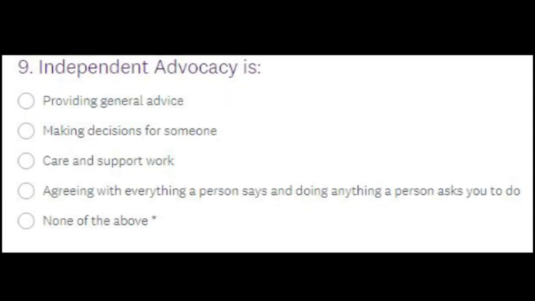Next question, independent advocacy is: option A, providing general advice; option B, making decisions for someone; option C, care and support work; option D, agreeing with everything a person says and doing anything a person asks you to do; and option E, none of the above. Option E, none of the above is the right answer.